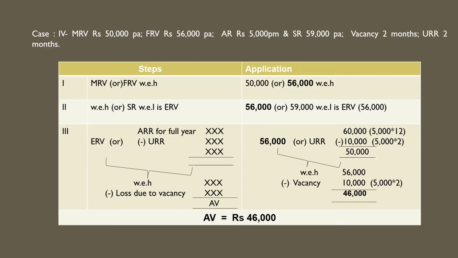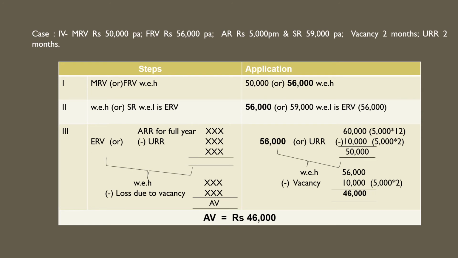Case 4. Same set of information, but here there is vacancy of 2 months and also unrealized rent of 2 months. In this case also, the steps 1 and 2 are the same. And the third step will be, you will have to imagine and solve the problem as you have done URR. After considering URR, then you need to consider the vacancy. So this is the order.